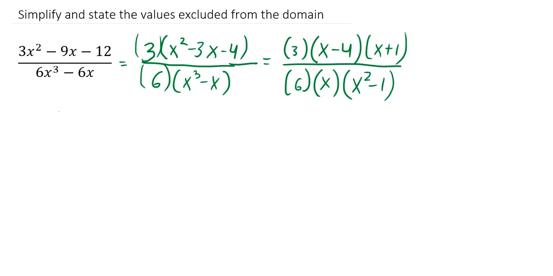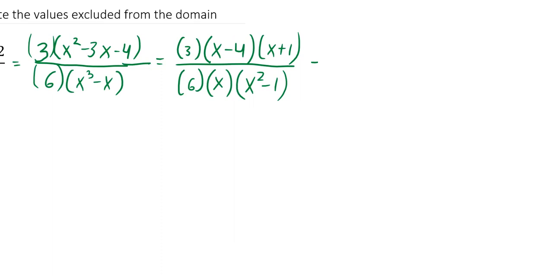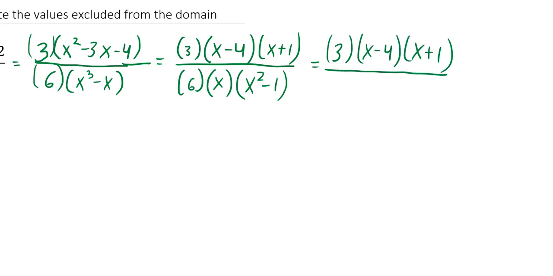And you know what? I could factor x squared minus 1 even further. This is going to become 3 times x minus 4 times x plus 1. The top is as factored as it can be, but the bottom, x squared minus 1, I could do a little difference of squares, and turn it into x minus 1 times x plus 1.